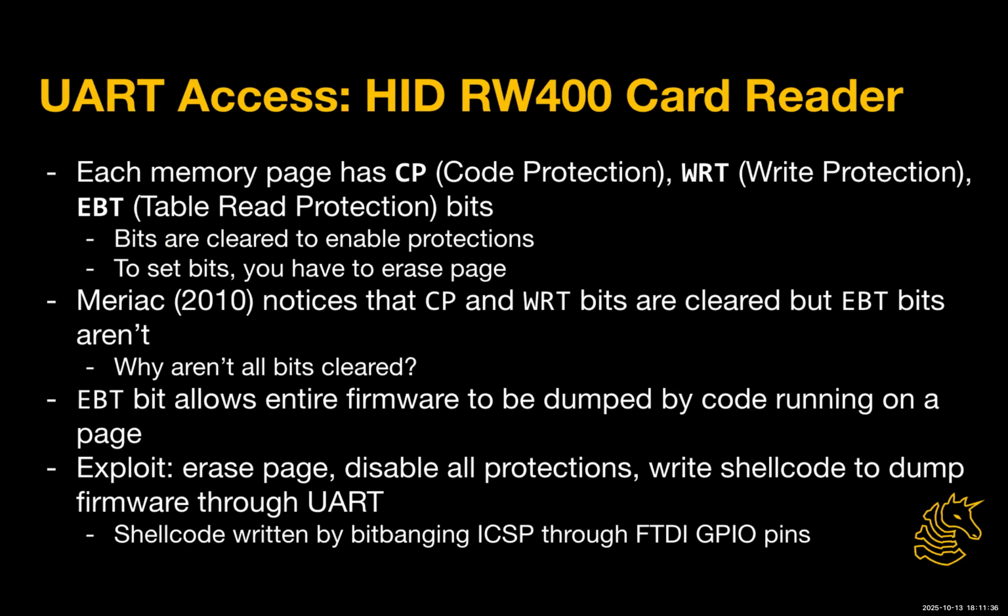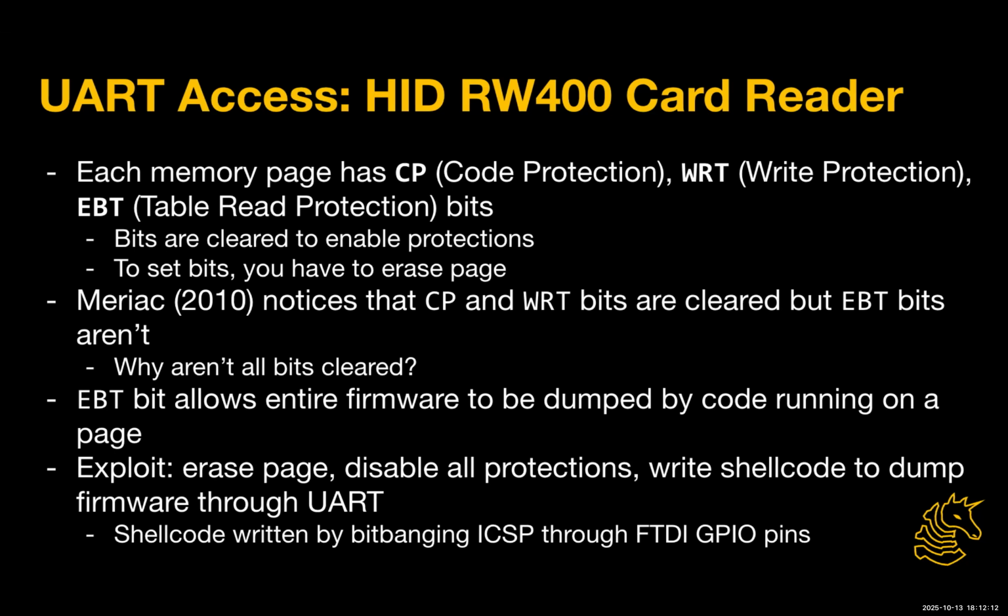And then for another example of reading from the communication protocol, we have the HID RW400 card reader. Like for credit cards, this is the same chip you use in the card reader. Every memory page in the chip has 3 protection bits: code protection bits, write protection bits, and table read protection bits. The bits are clear to enable the protection, and in order to set the bits, you have to erase the page. So if you want to change the protection on a page, you have to remove its data.